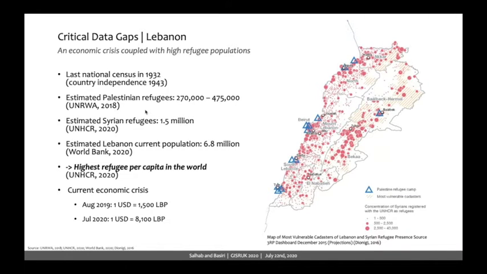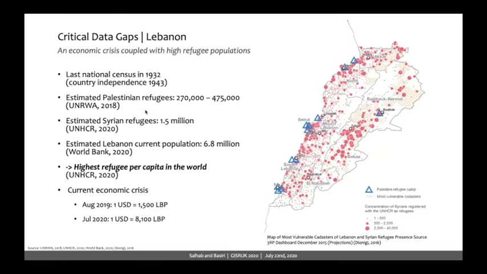There have been really fantastic efforts by different organizations. We do get maps like this one done by GISRUK in 2016, but there is still quite a significant lack of data. So what that ends up meaning is that now we have the highest refugee per capita rate in the world, and that's coupled with the current economic crisis.